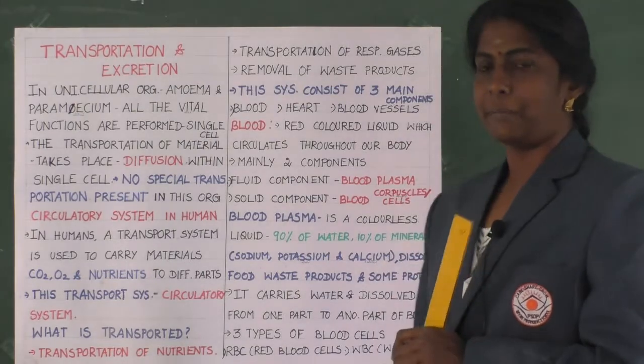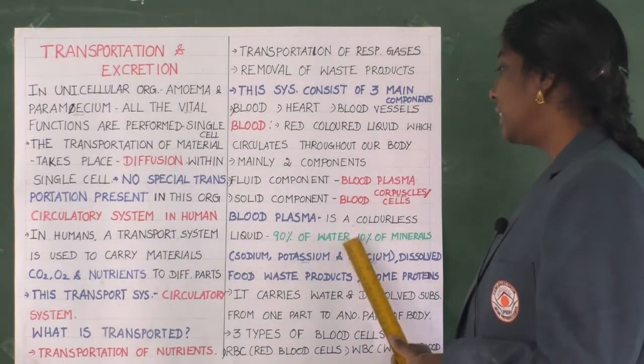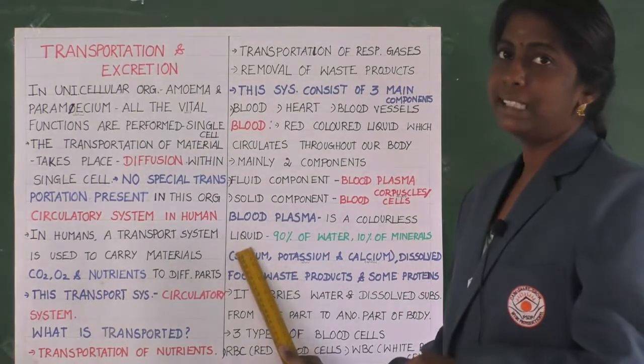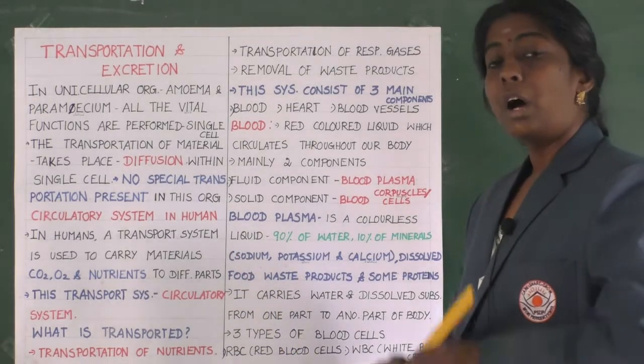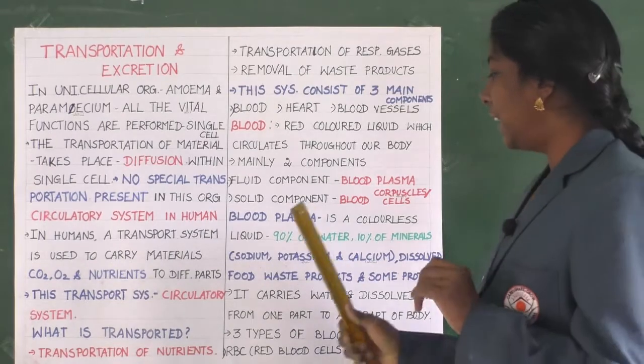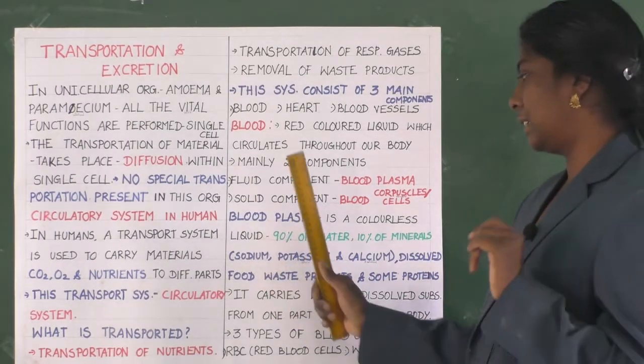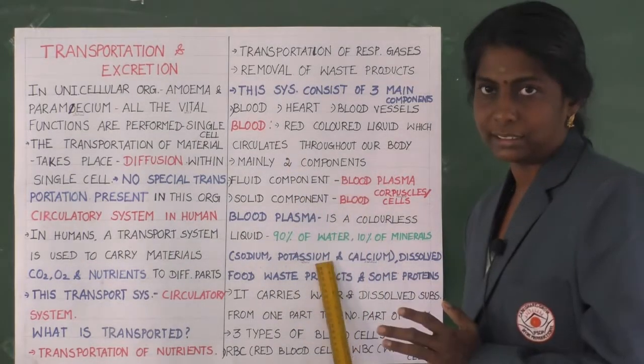So, about blood plasma. What do you mean by this? It is a colorless liquid. Basically, it is a colorless liquid. Okay. So, out of 100%, 90% of this is nothing but water.